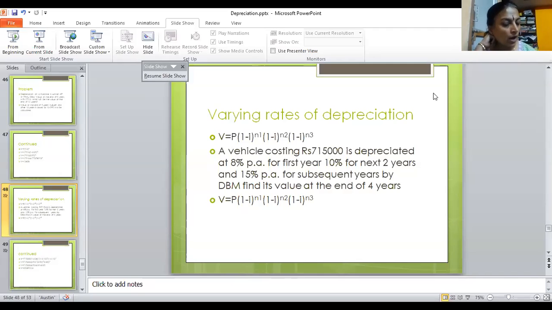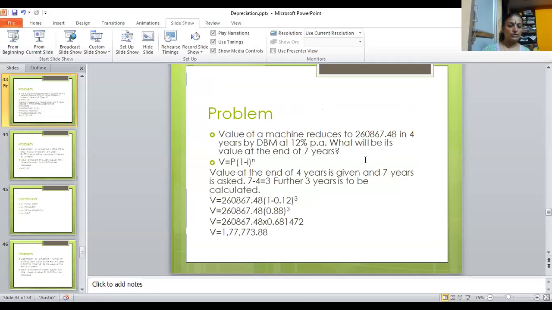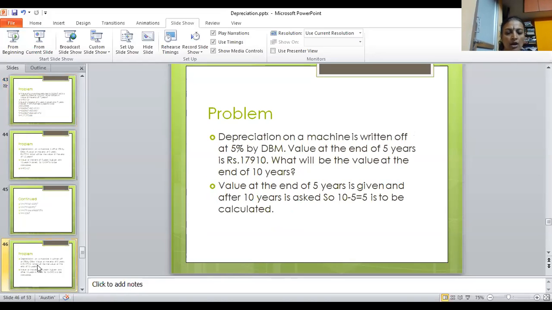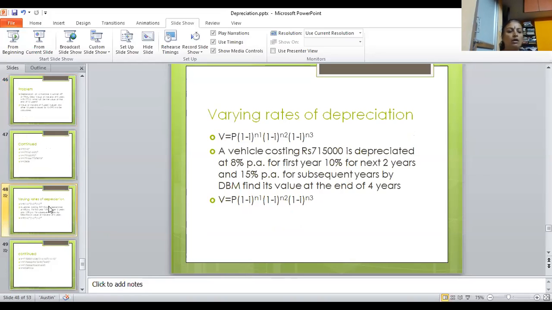Here in this video, I would like to solve varying rate of depreciation. In such a situation, how to solve the problems? Let us understand it now. Value of a machine reduces to 2,60,867.48 in 4 years. Here, I would like to draw your attention towards a part here, how interesting this will be. See here, let me explain.